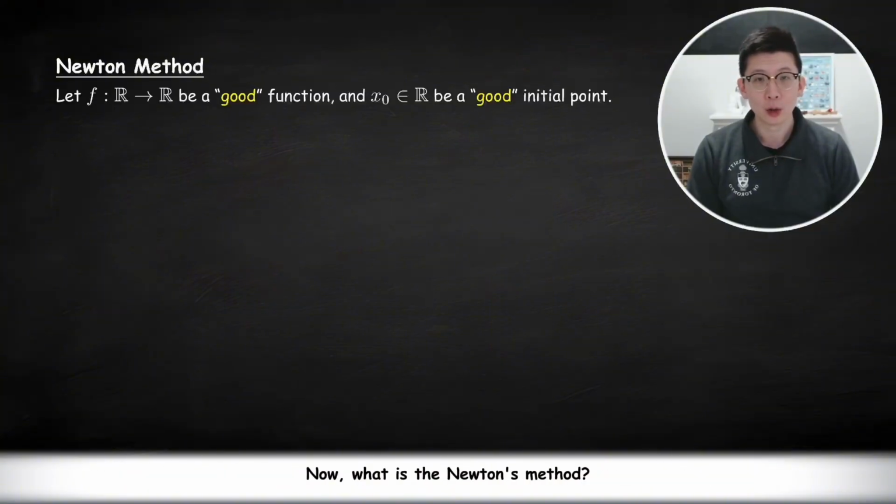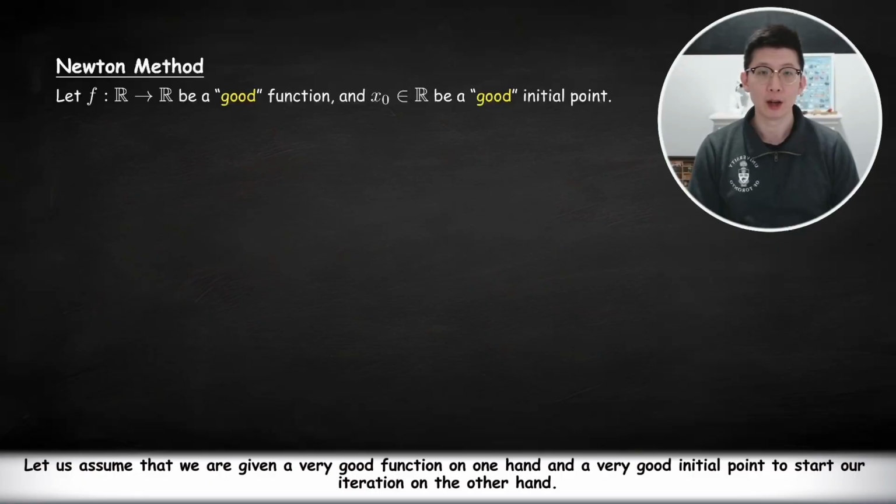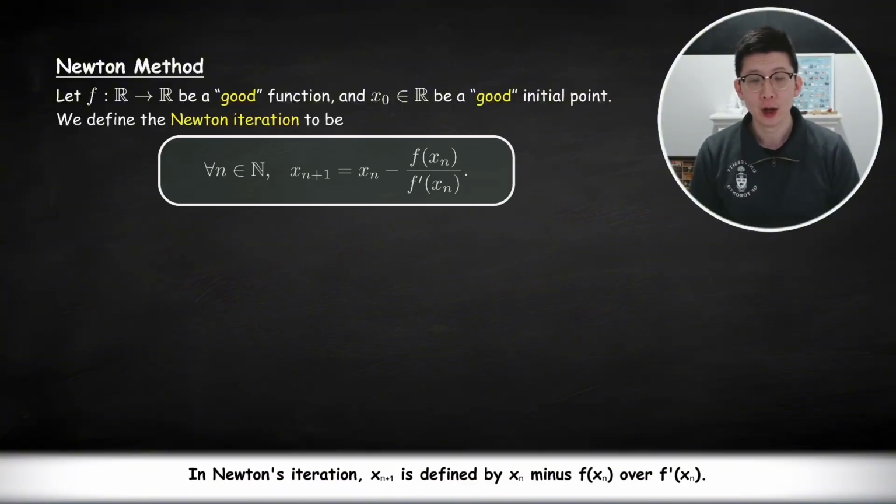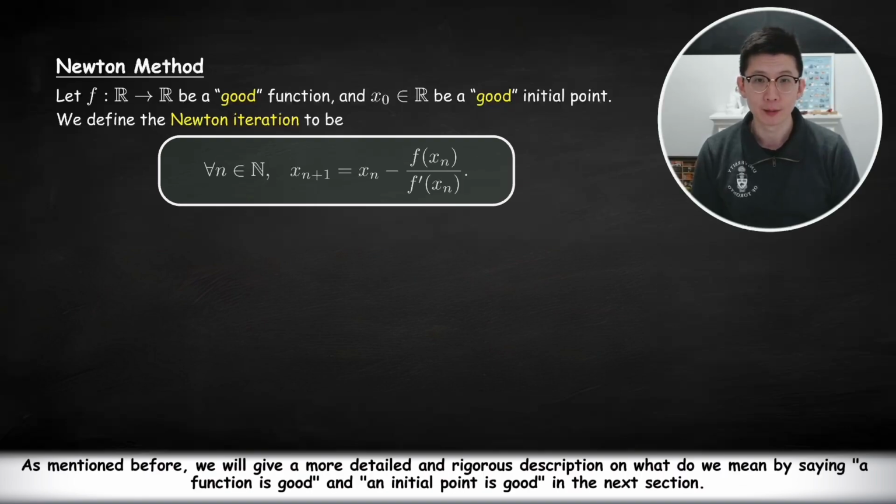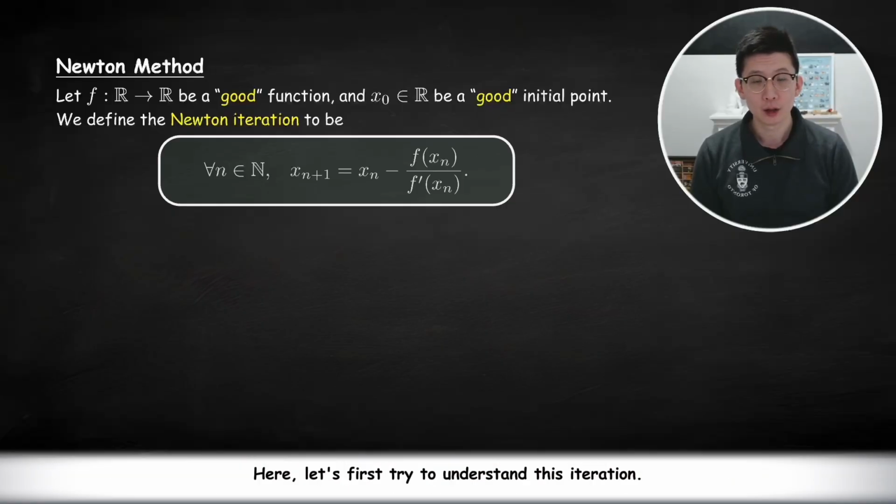Now, what is Newton's method? Let us assume that we're given a very good function on one hand and a very good initial point to start our iteration on the other hand. In Newton's iteration, x_{n+1} is defined by x_n minus f(x_n) over f'(x_n). As mentioned before, we will give a more detailed and rigorous description of what we mean by saying a function is good and an initial point is good in the next section. Here, let's first try to understand this iteration. Where does this formula actually come from?